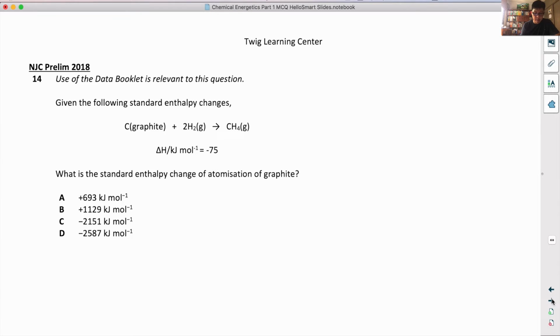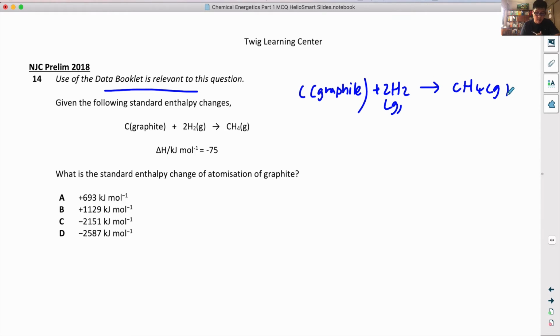What's the standard enthalpy of atomization of graphite? You have to use data from the data booklet. So let's see what values you are supposed to pick up from the data booklet. I'm just going to copy this down first. C graphite plus hydrogen gas to become CH4 gas. They give you this value which is minus 75. They want atomization of graphite, so carbon graphite becomes carbon gas. This is what you're looking for.